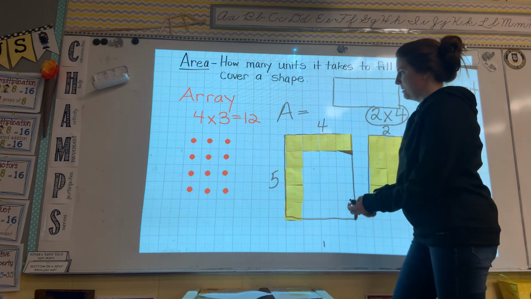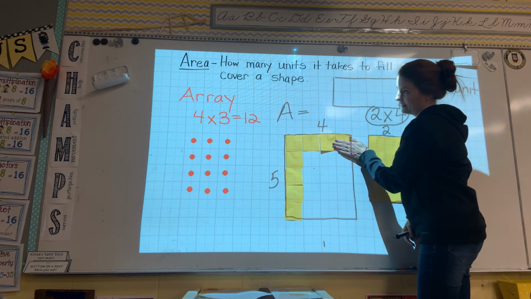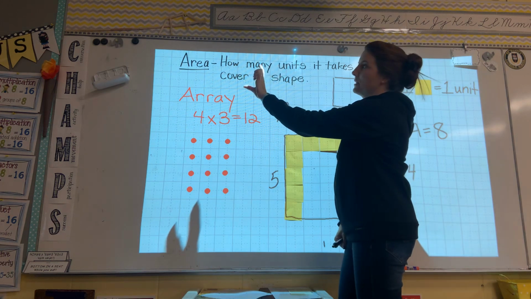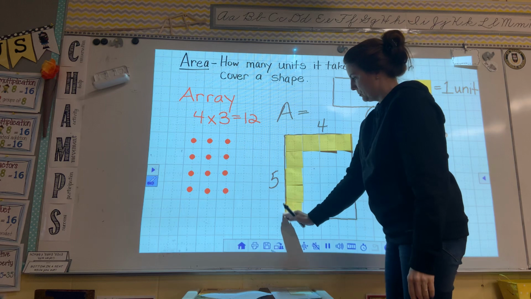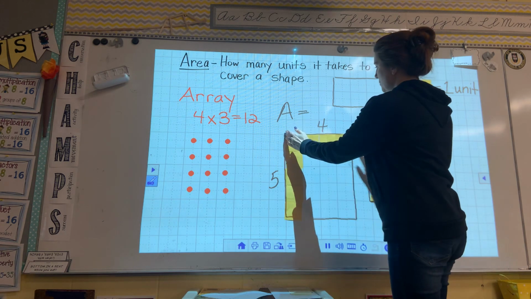We have to multiply it, because we don't just want one of the spots on my bulletin board covered. We want all of them. So we got to figure out how many units we have going down the length, how many units we have for the width.